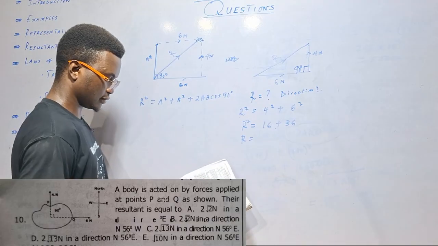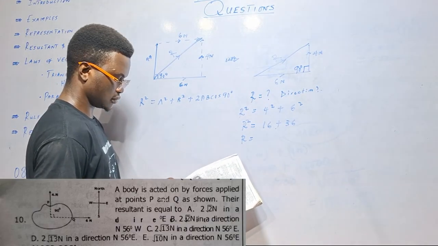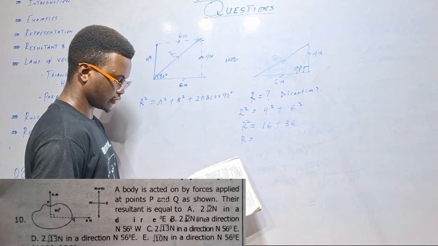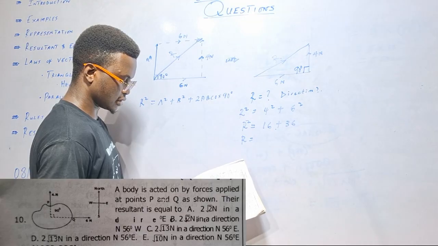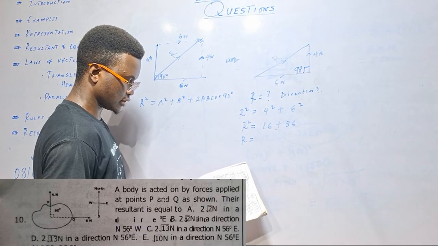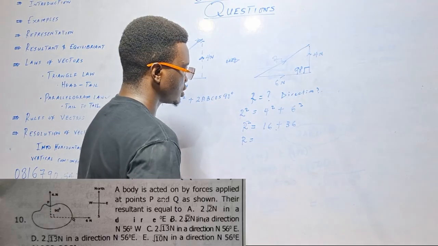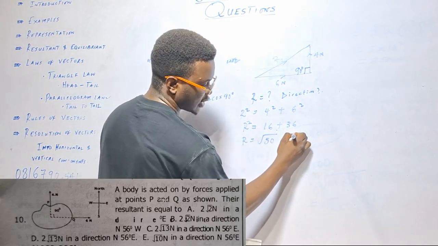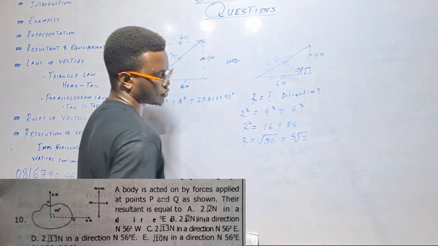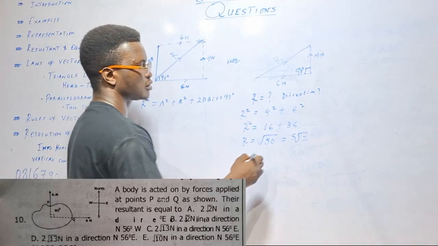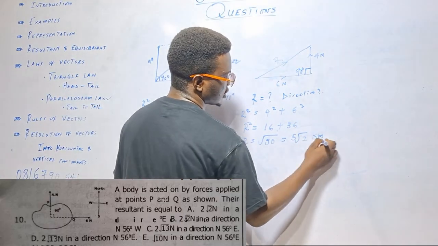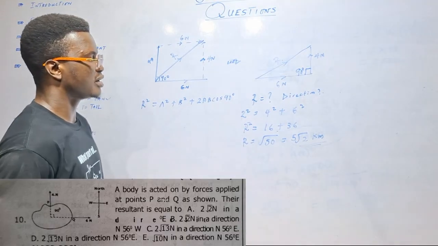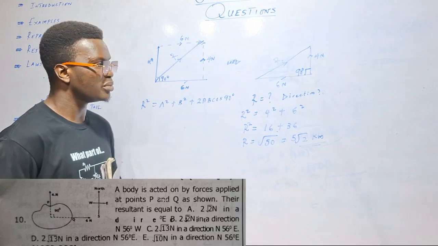So 16 plus 36 is 52, so the root answer is equal to 2 root 13. Actually, the speaker says square root of 50, which is 5 root 2. There's a way we solve for root 2 and all of those things, but let's just go on first. So from what we have here, my answer is 5 root 2 kilometers.